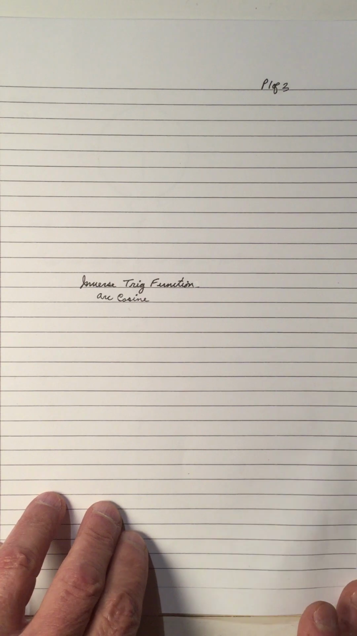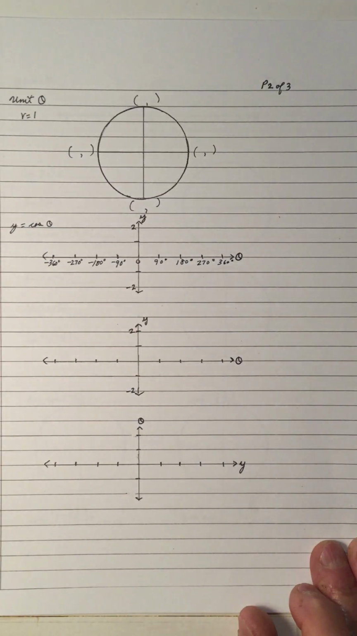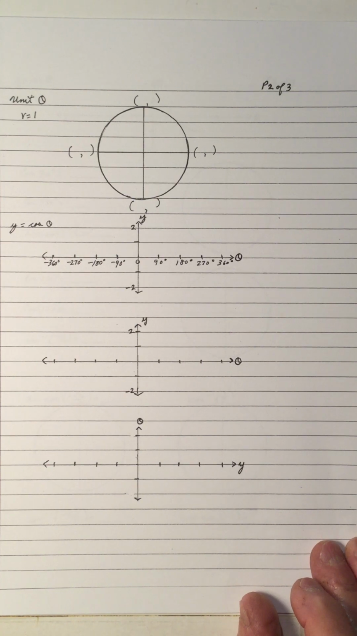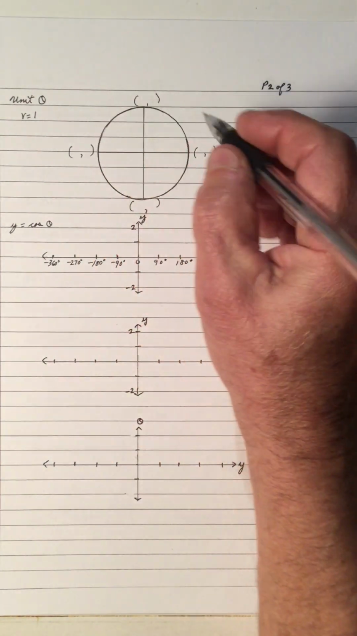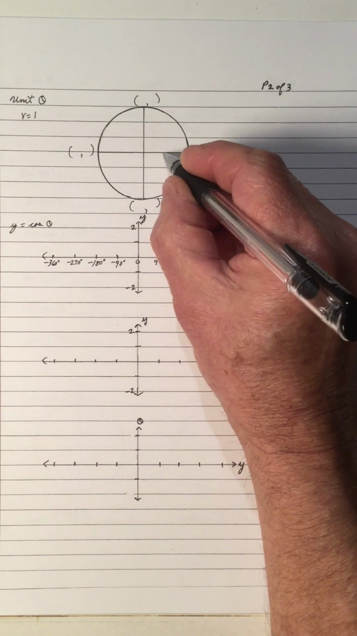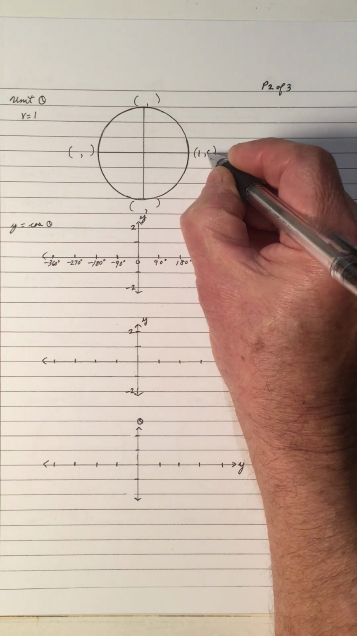Hi, welcome to my video on the inverse trig function arc cosine, which is the inverse of the cos graph, or cosine graph. And to start it off, we need to know what the unit circle is with a radius of 1. And at 0 degree rotation, x is 1, y is 0.